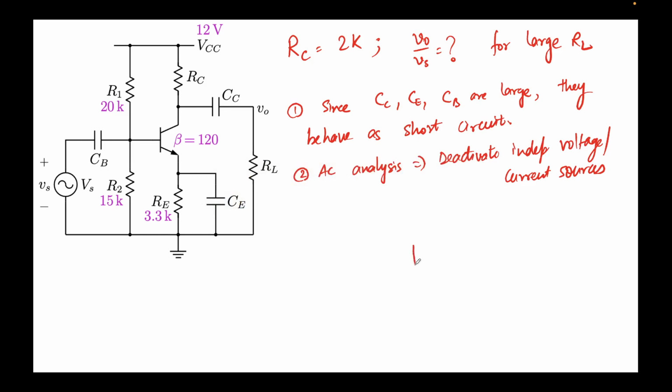So what will happen? Vs will remain as it is. Now CB is shorted, so I'm just replacing it with a wire. This will be R1, which is connected to ground, since this is an independent voltage source. R2 is also connected to ground. Then we have our BJT. Let's keep the BJT as it is for now; I'll replace it with the small signal model in a minute. This is connected to RC, which is again connected to ground. And CC is again shorted, since we assumed it to be large. And this is RL, okay?